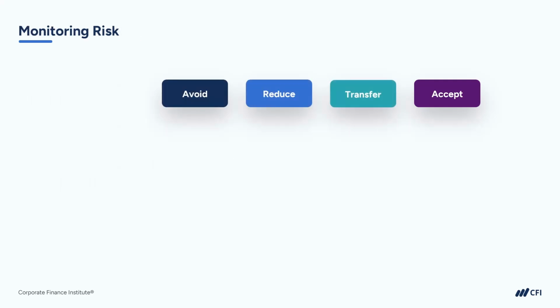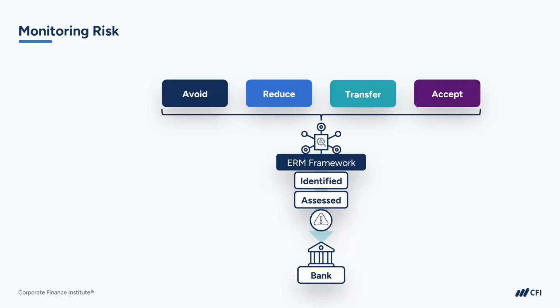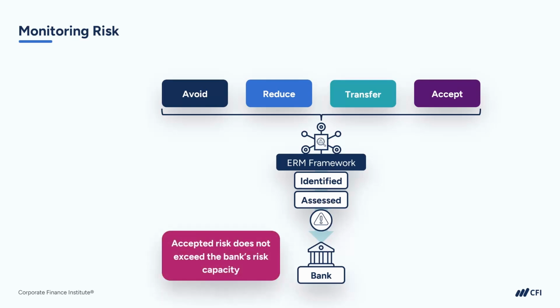Through its ERM framework, a bank has identified and assessed the risks that it's exposed to and has decided on an appropriate response to those risks: to avoid, reduce, transfer, or accept risks. These steps are completed after a bank determines its risk appetite, ensuring accepted risks do not exceed the bank's total risk capacity.